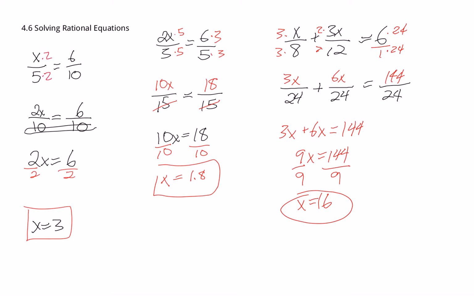Okay, and once again, if we plug that back into the original question, it does work out. 16 divided by 8 plus 3 times 16 divided by 12 does indeed give you 6. So all of these ones, the answers are totally fine. Okay, let's try one with a little bit harder denominators.